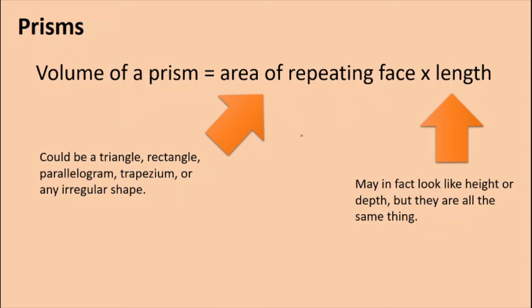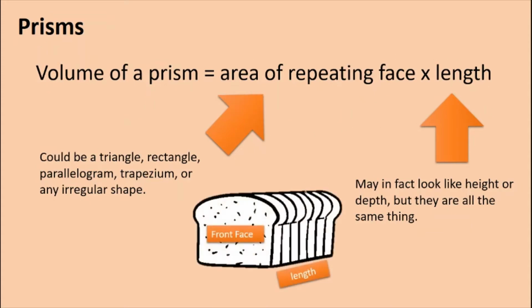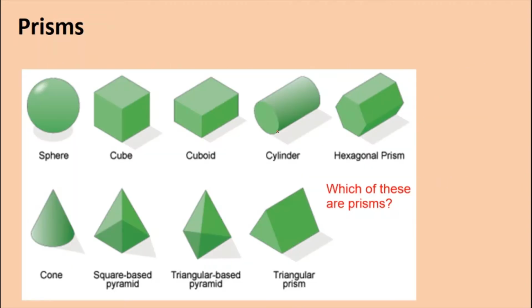If you're struggling quite a little bit at this point to imagine what a repeating face looks like, if you think of a loaf of bread, the front face is our first slice here. So if we could find how big that face is, and then work out the length, how many slices there are, we could use those 2 facts, multiply them together, and get our volume.